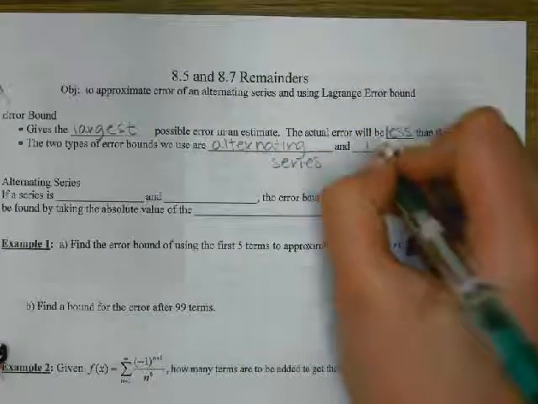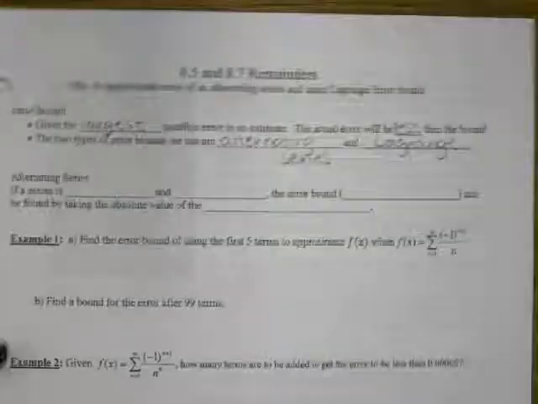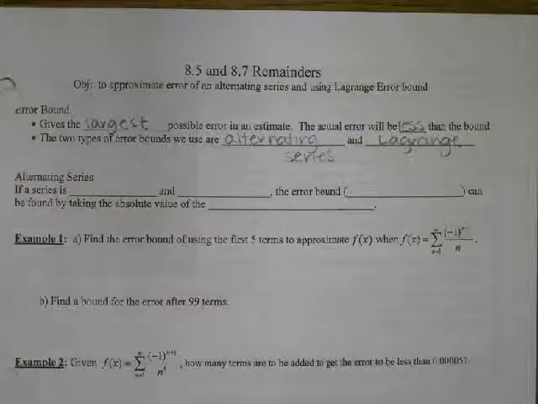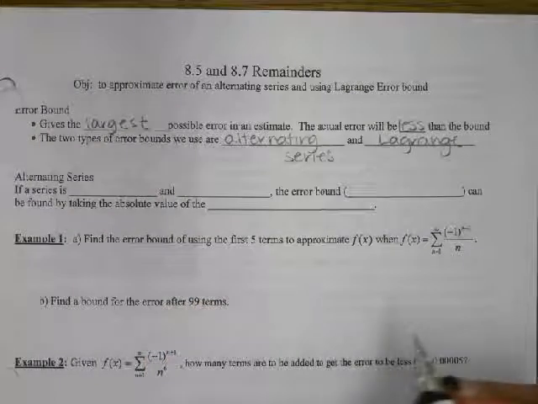And the other is Lagrange. So alternating series, for that error bound, we're going to look at that first because it's pretty simple.